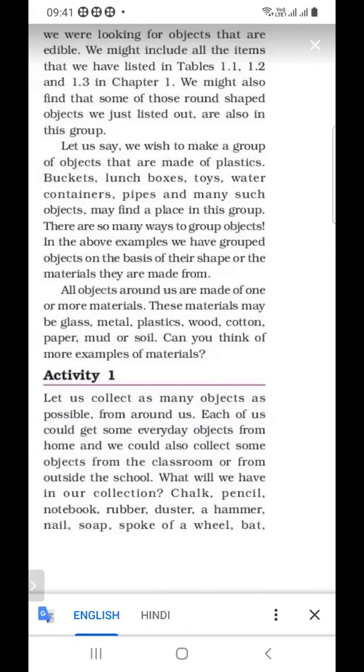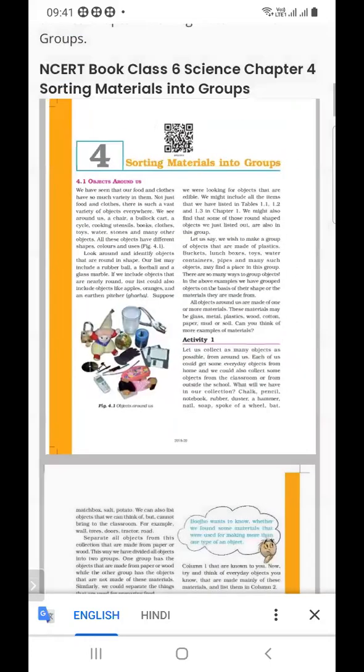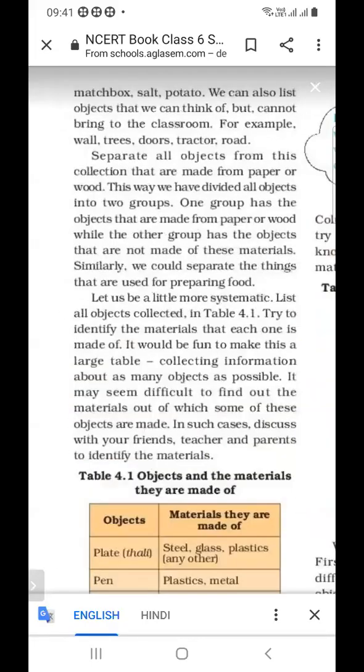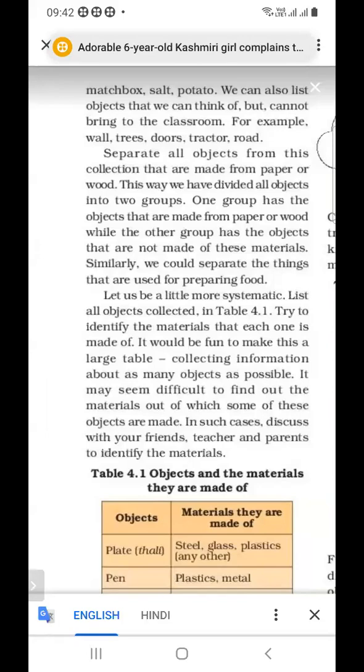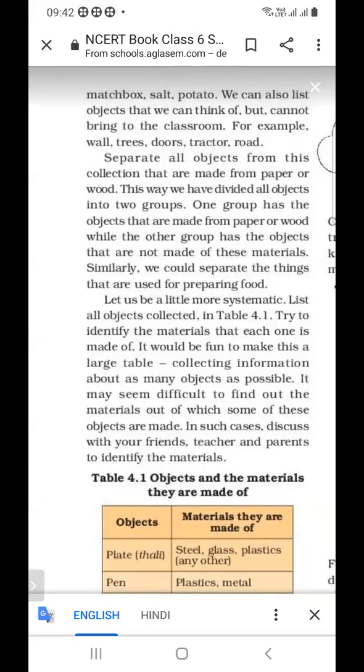We are collecting different objects just like chalk, pencil, rubber, duster, hammer, nail, spoke of wheel, matchbox, potato. We can also find other objects that we think of bringing to the classroom. We are writing some objects and separating from this collection the objects that are made from paper or wood.